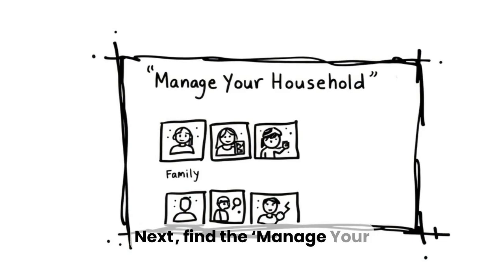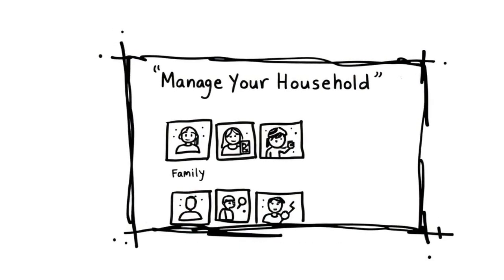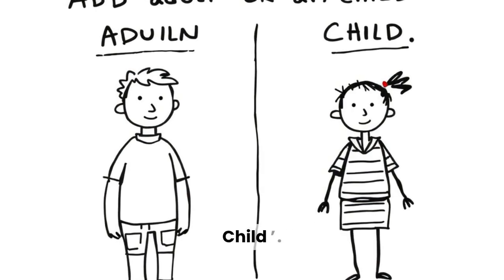Next, find the Manage Your Household option. This is where you can add family members. Select Add Adult or Add Child.